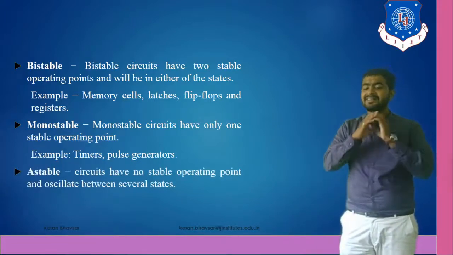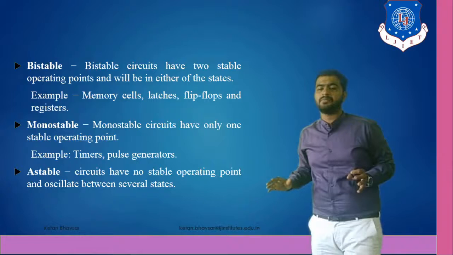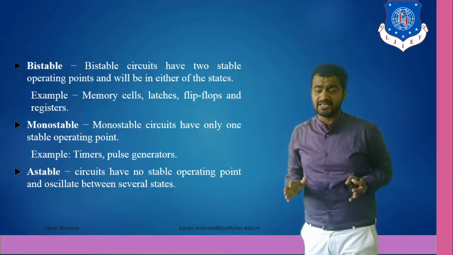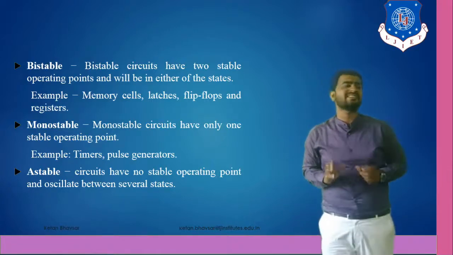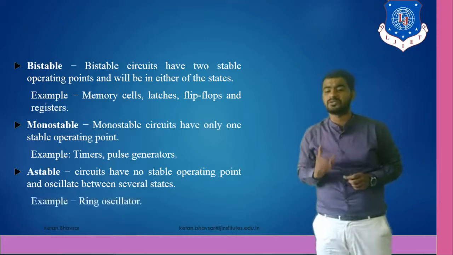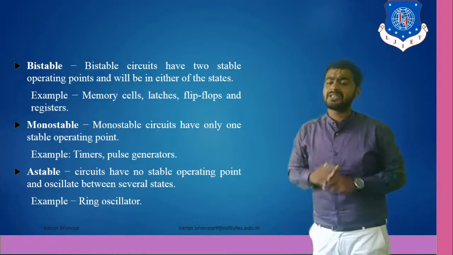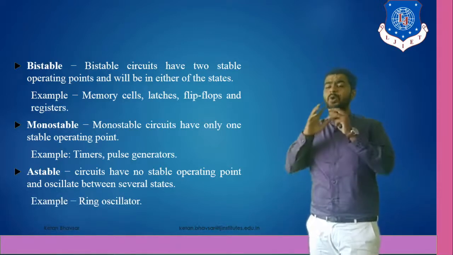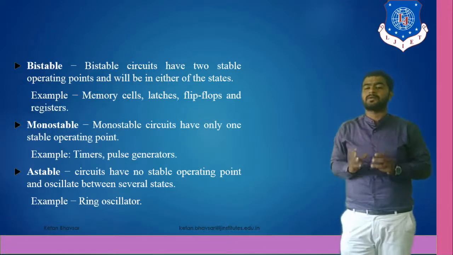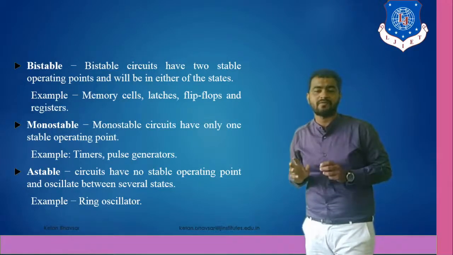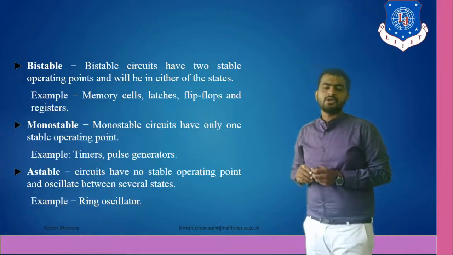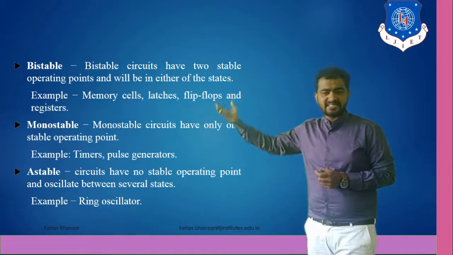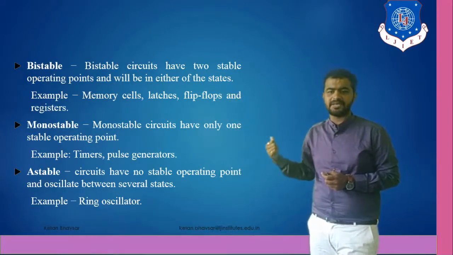Astable. The circuit has no stable operating point, means it is always varying. The best example of an astable circuit is your counter or oscillator circuit. The output is not stable at all, it is always varying with respect to time or with respect to the clock frequency. Fine. So I hope that you are getting the idea about bistable, monostable, and astable circuits too.